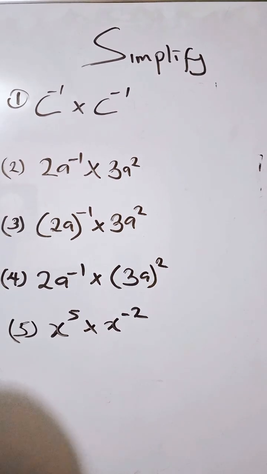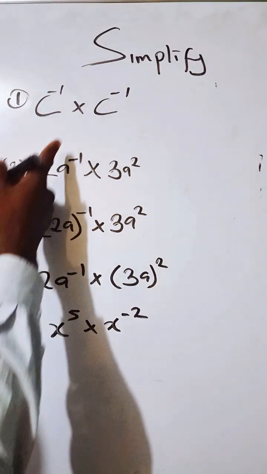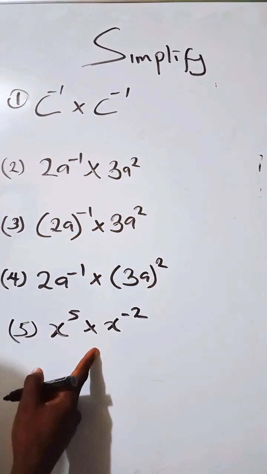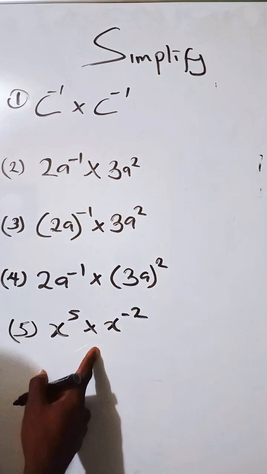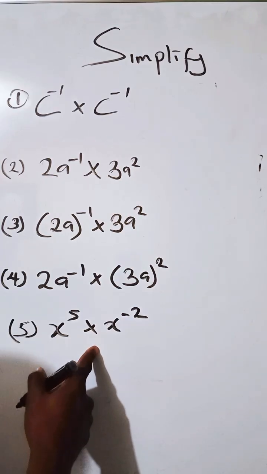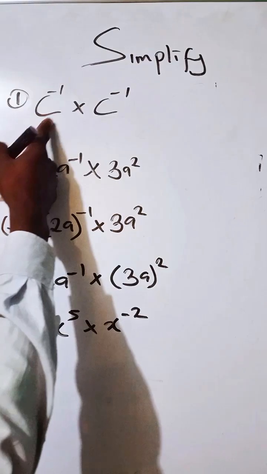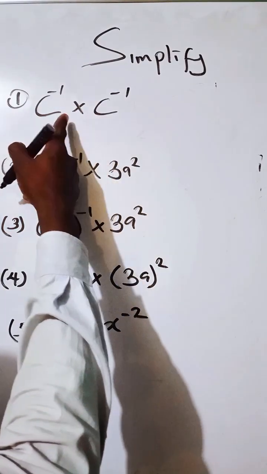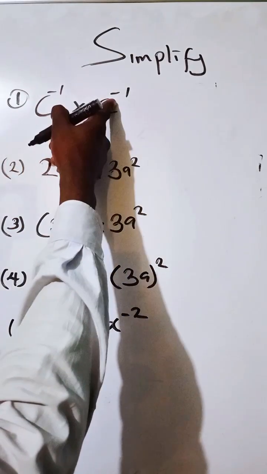The question says simplify this expression. When we look at these expressions, we have multiplication in between, so that means we have to apply the multiplication law of indices. And what does the law say? When we have the same base, we pick out one and we add up the power.